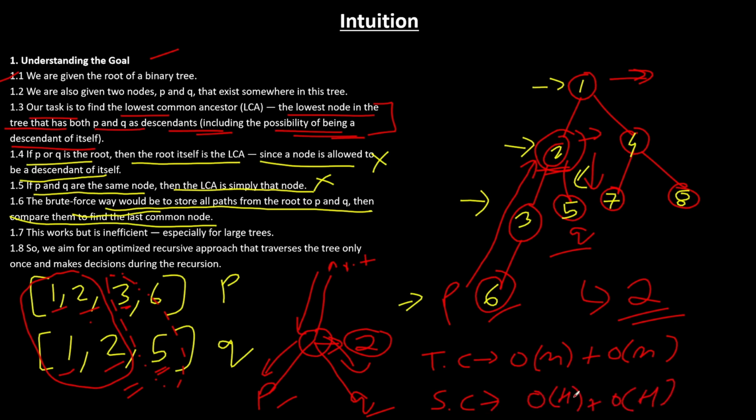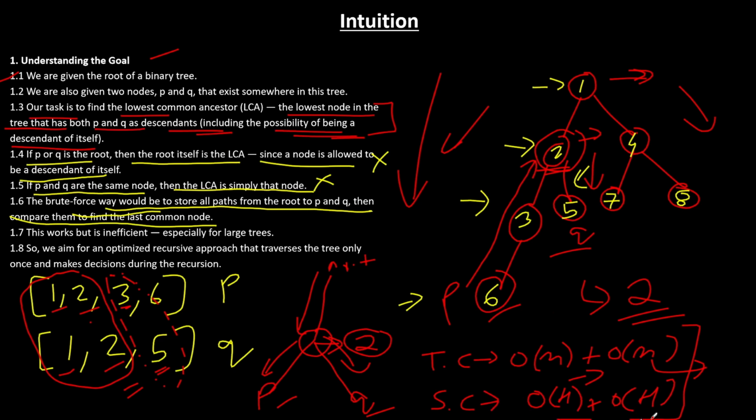O of h, why? H is the height, right? So the path would be only in the way of height, correct? That's why. So this becomes a kind of inefficient solution because this time complexity is O of n at the end, or in the best case, it could be O of H if you just get it in one traversal in the height, just iterating the height part rather than traversing the complete tree. The space complexity is O of H.